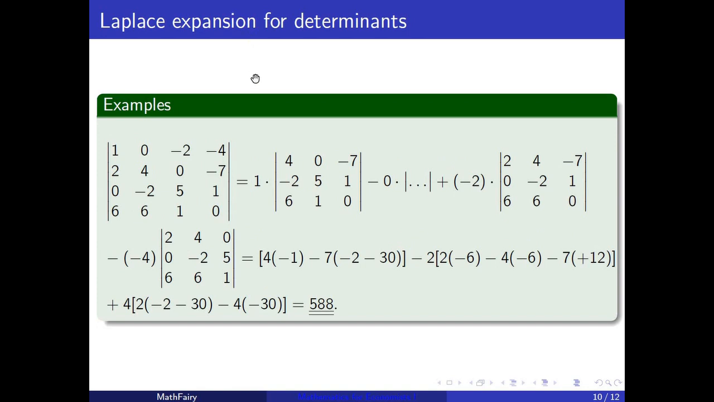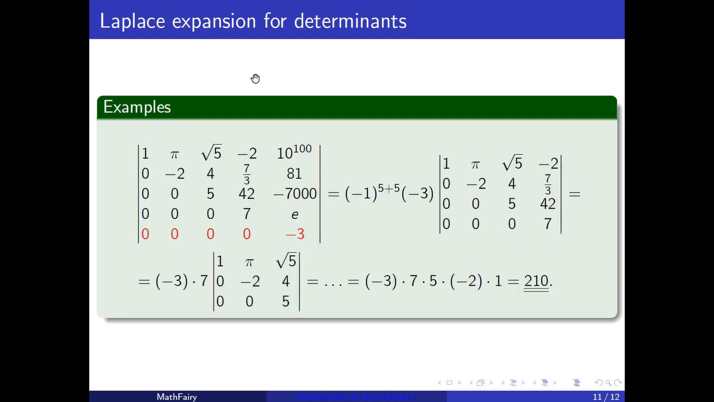We can do similar calculations with larger matrices as well. So here in this 4 by 4 example, I picked the first row. This enables me to break this down into 4 3 by 3 determinants, which I already know how to do. And if you crunch the numbers, at the end of the day, you should get 588. Again, I encourage everyone to crunch the numbers here.